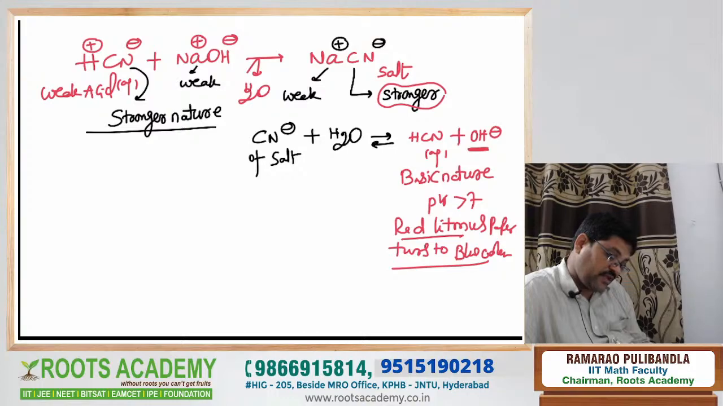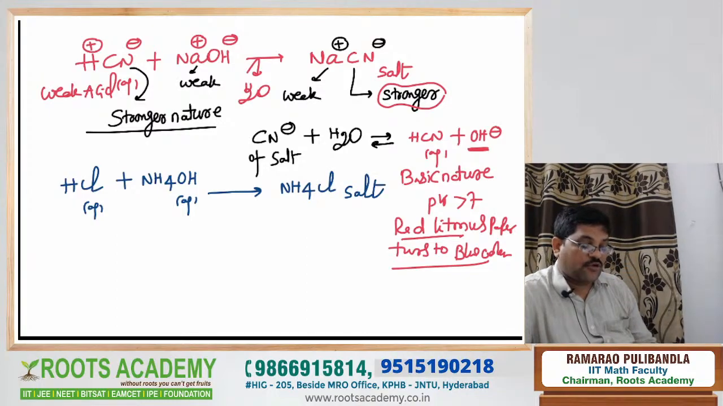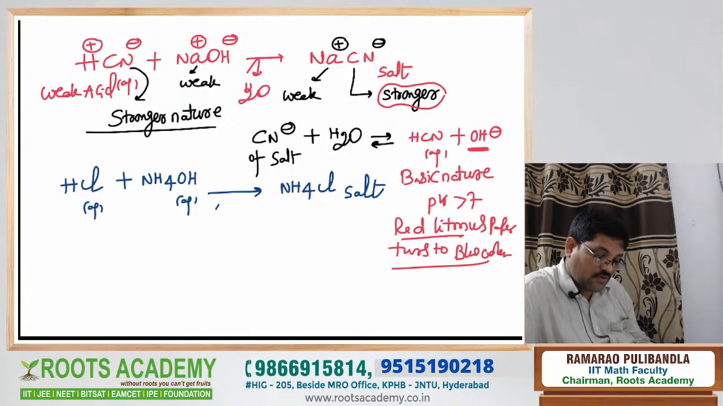Take the example of the strong acid and weak base. Hydrochloric acid is a strong acid, and ammonium hydroxide is a weak base. Now both combined give rise to what? Ammonium chloride salt forming. Tell me, what salt is forming? Ammonium chloride. Now by loss of the water.